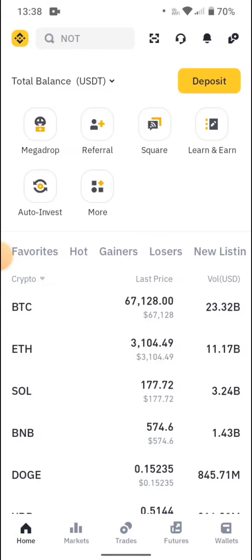So what is futures trading? Futures trading is basically when you predict the future price of an asset. You predict the future price of what? A crypto. That is what we mean by futures trading.